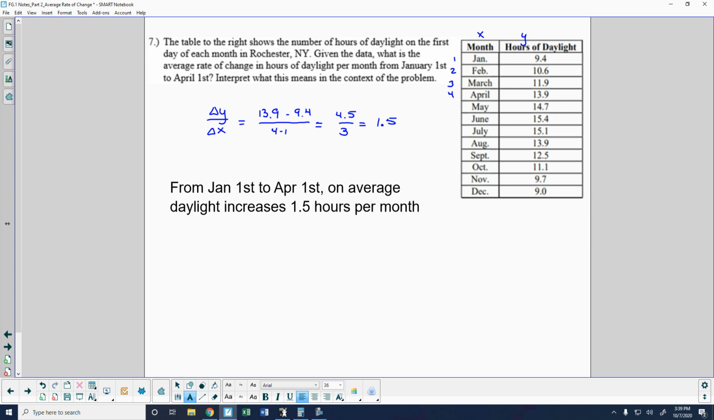With that, we have finished the FG.1 notes. The next time we come into class, you'll have the opportunity to ask some questions. We'll continue to work on homework, shore up any misconceptions that we have, and then we will be prepared for our first quiz in unit number 2. Thank you guys for tuning in, and I'll see you soon.